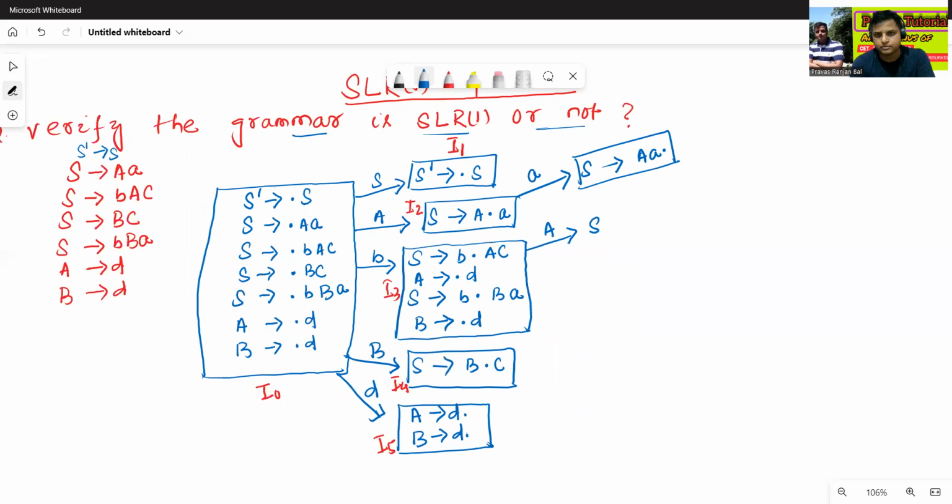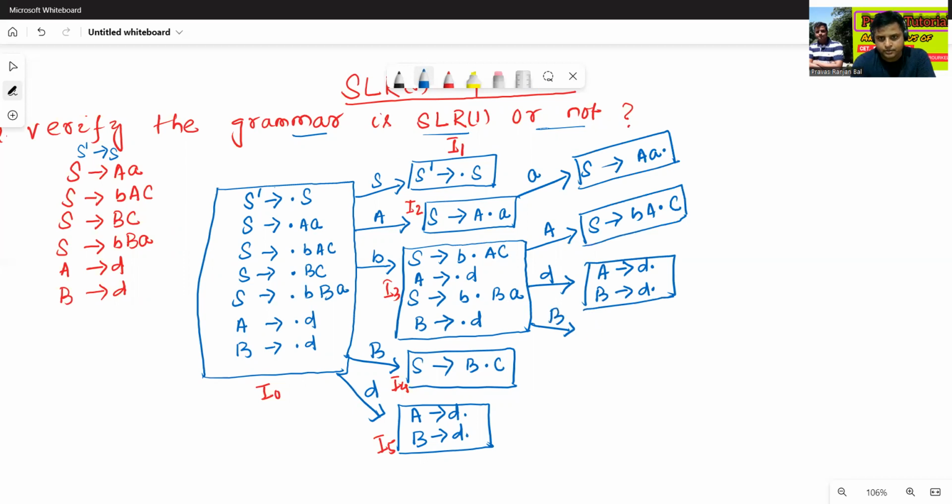Now we'll see capital A: S to B A dot C. There's no capital A here. Then D is there: A to D dot, then one more, B to D dot. Then capital B: S to B, capital B dot A, and then here S to B C dot.